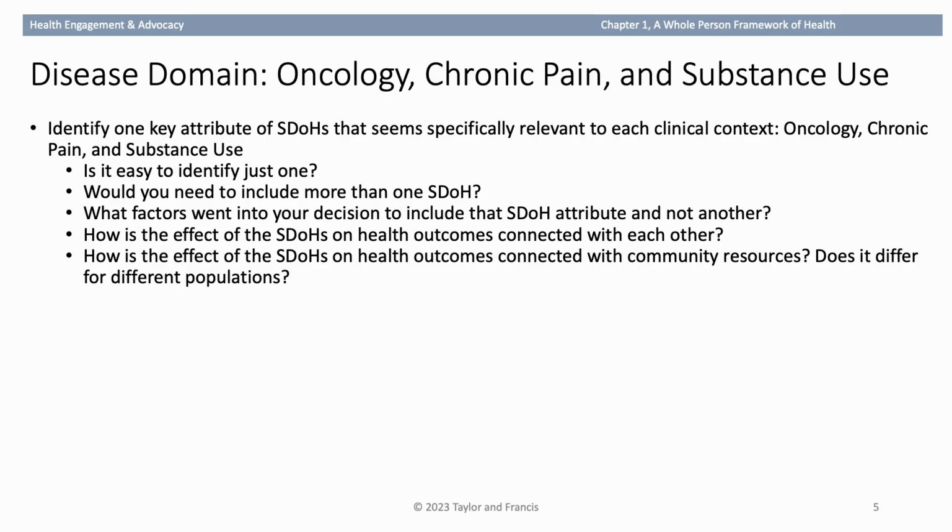For every prompt on your engagement and advocacy assignments, I do not expect to hear a lot of writing. I'd like you to respond in brief and just include the title of that activity. So in this case, you would include disease domain, oncology, chronic pain, and substance use. And then for each of these, oncology, and then for chronic pain, and then for substance use, you look at the SDOHs and the attached document and respond to these in a brief phrase or sentence.